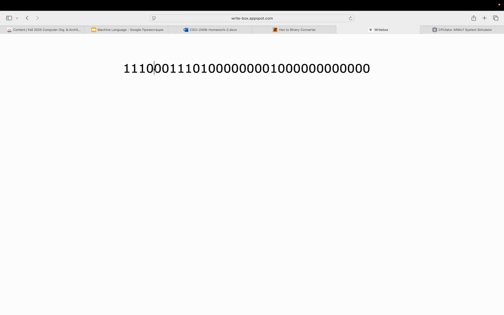Let's firstly divide it here and see what it means. 1110 basically means that all conditions are met. Then we have 00. 00 basically means it's data processing instructions. And then we have 1. When it's 1, it's the immediate value. When it's 0, basically it means that it's no immediate value.